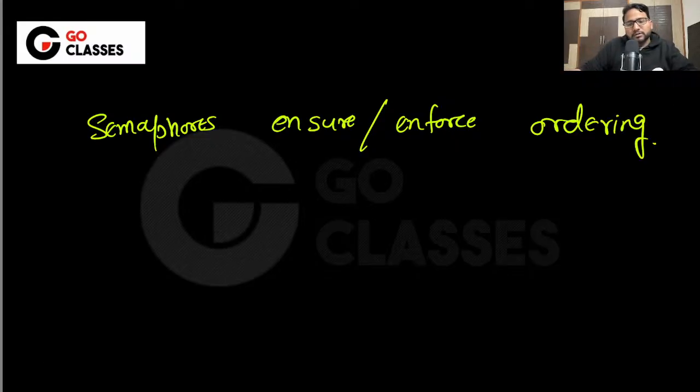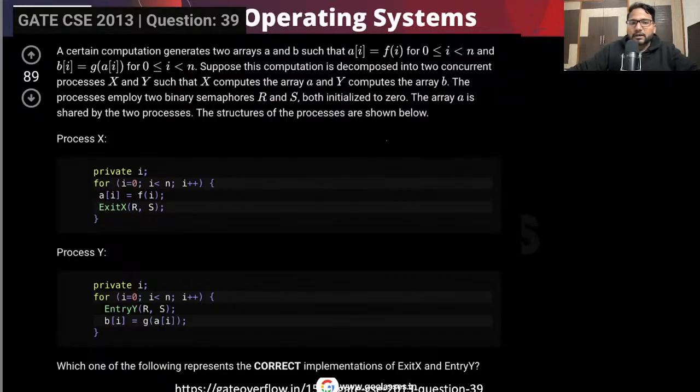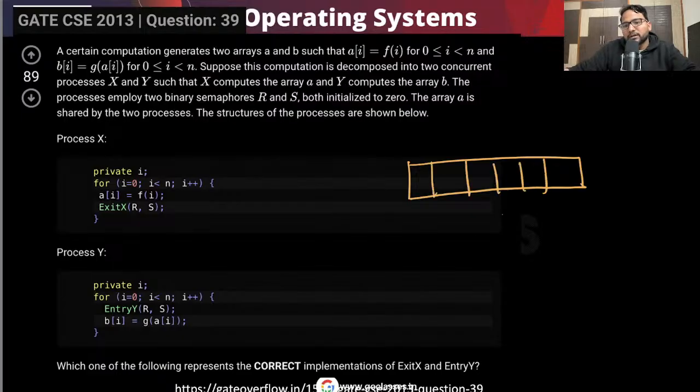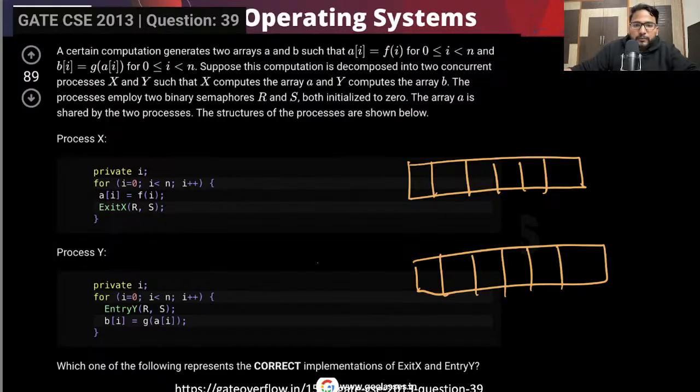Now suppose in this question, let me take this question as an example only. Suppose there is one array A. There is another array which is B.